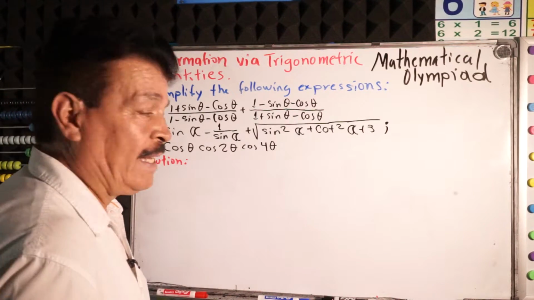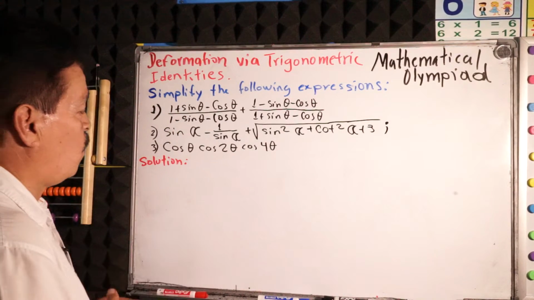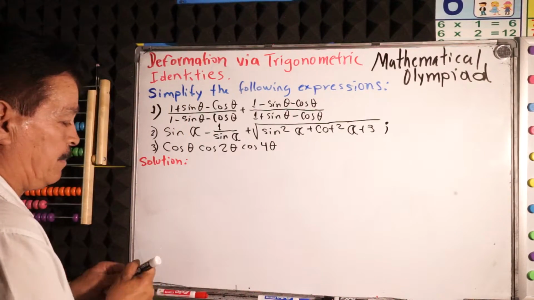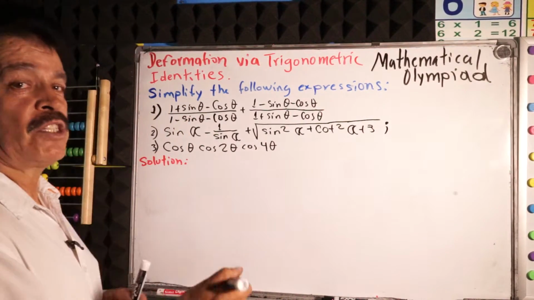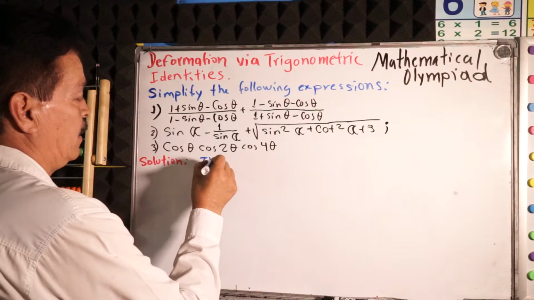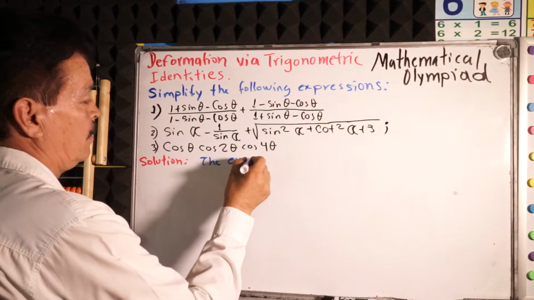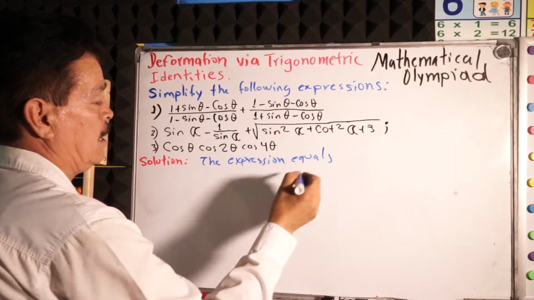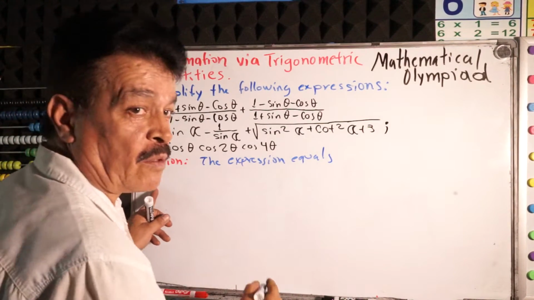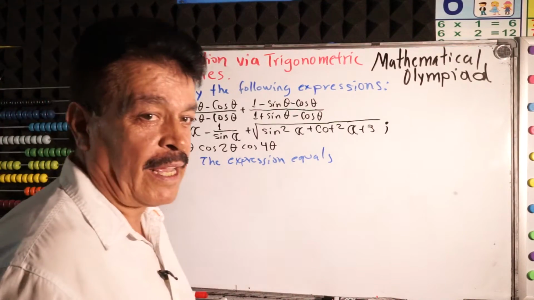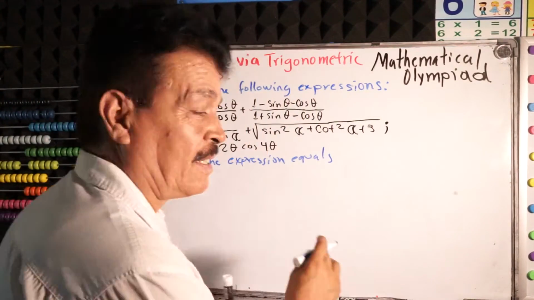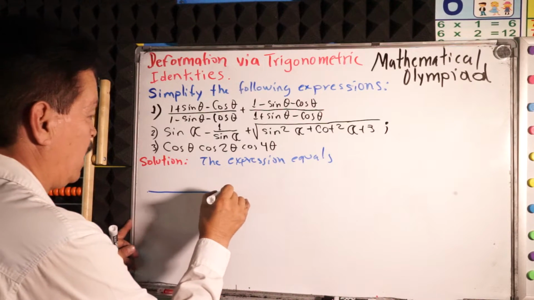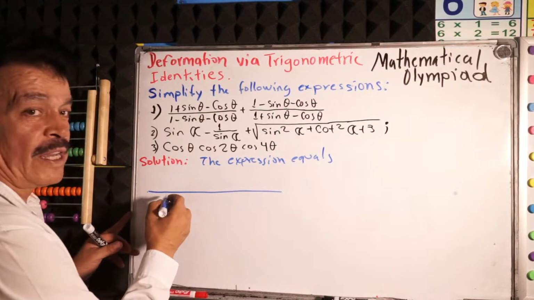What is the solution? Let's go immediately to work on number 1. Number 1, the expression here equals. So it's equal. Let's write. It's a little bit long, the numbers that we have to write. Just write it here.